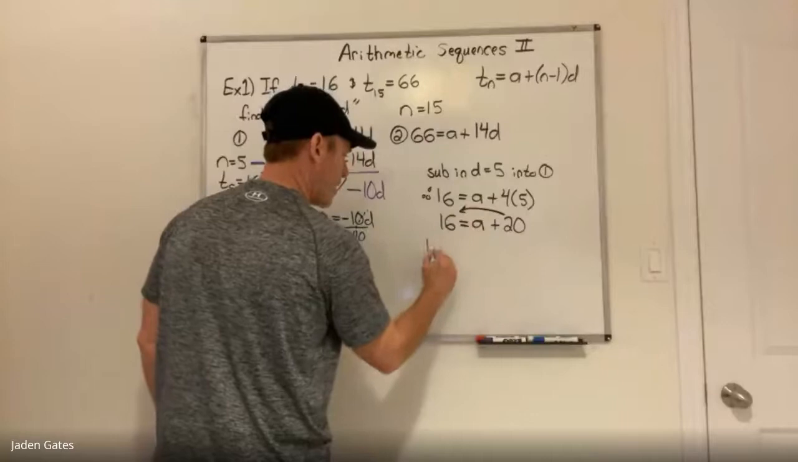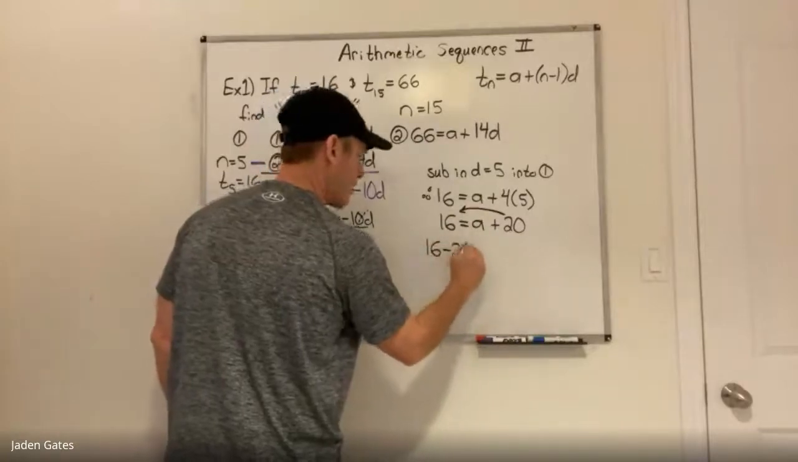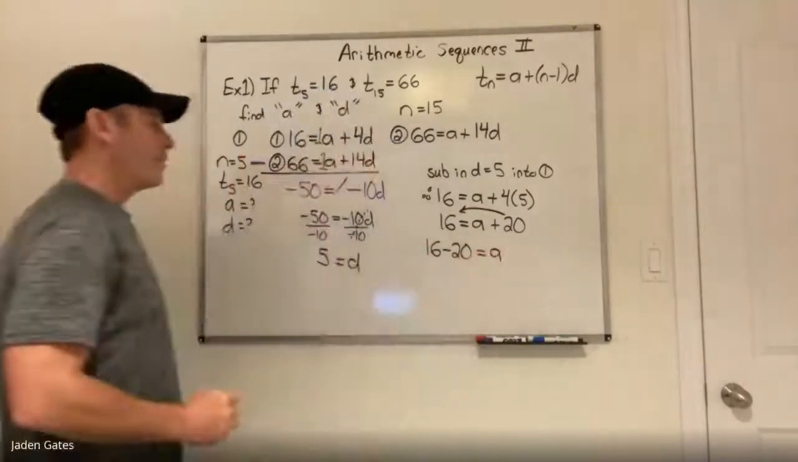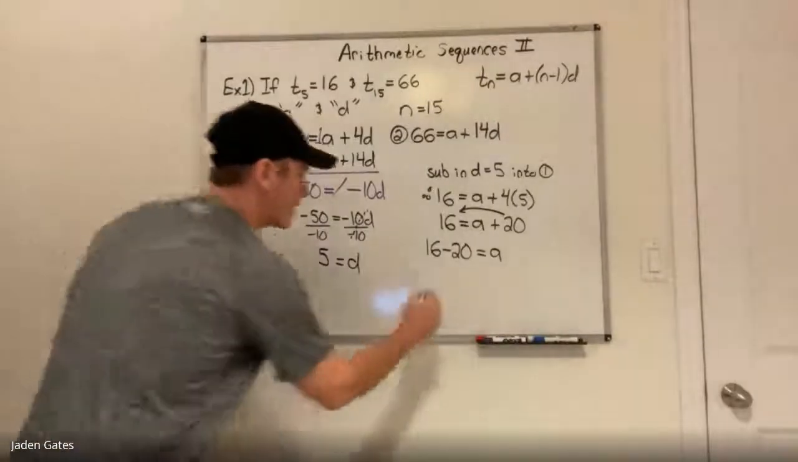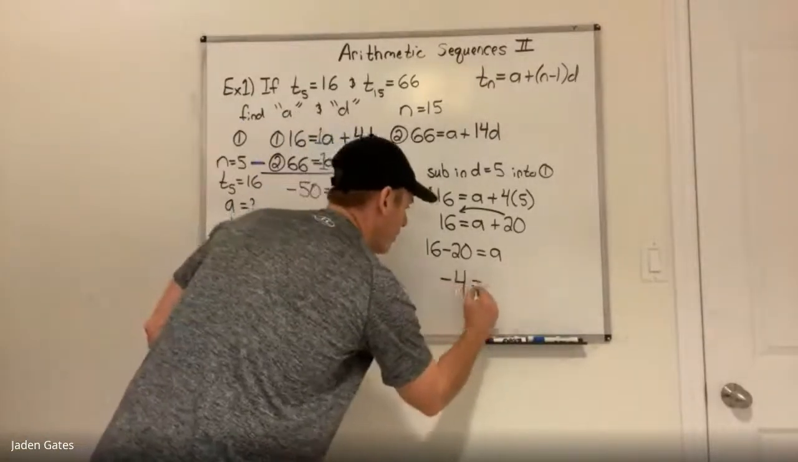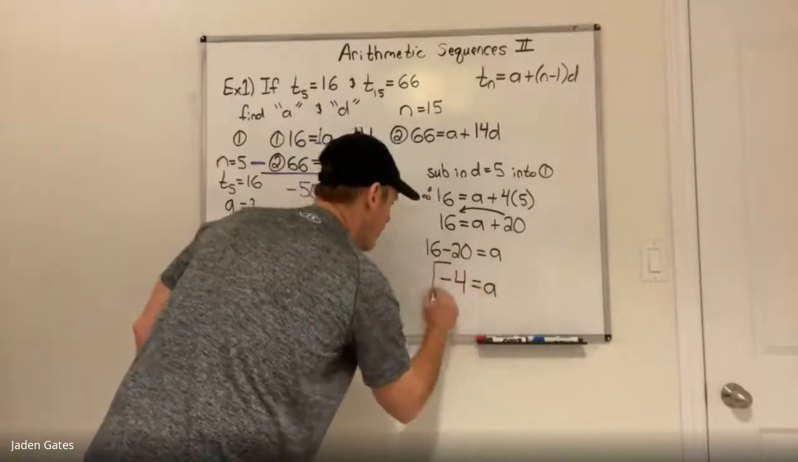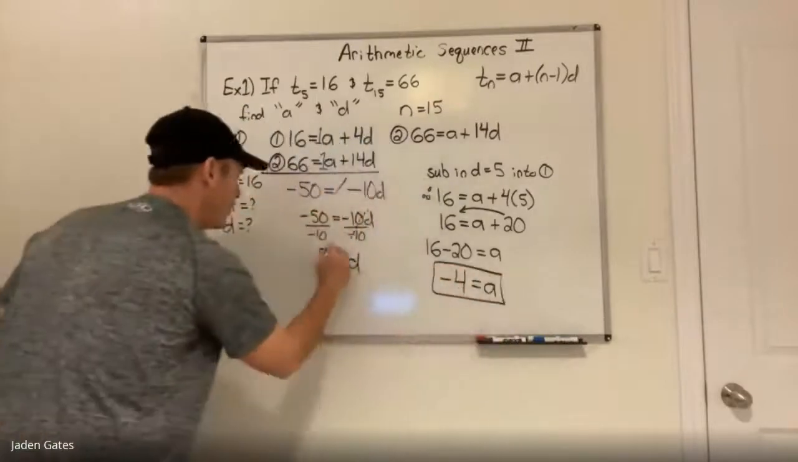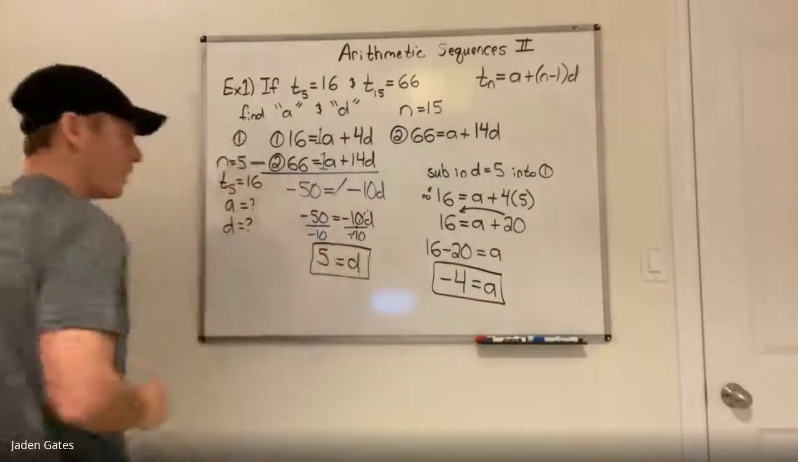And again, it's going to become negative. Change the side, change the sign. And 16 minus 20 is a minus 4. And so I have found my A value and my D value.